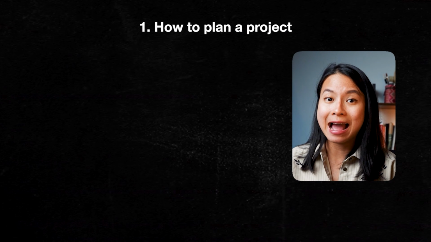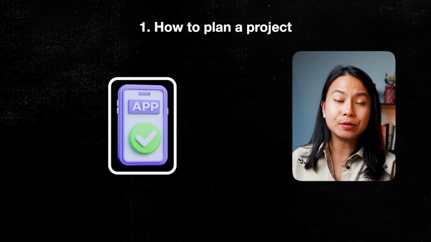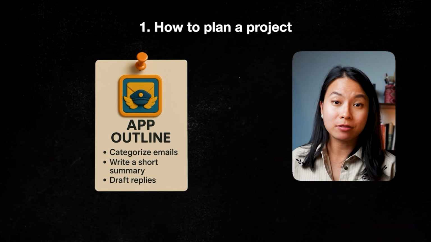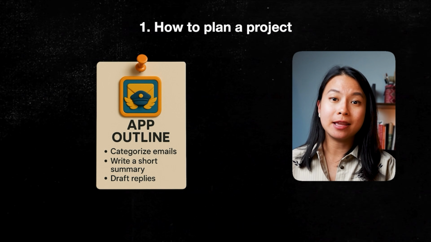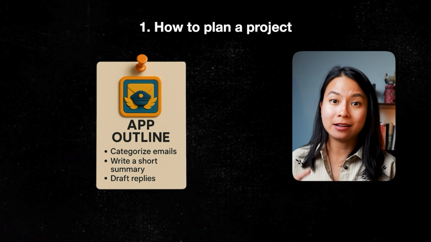So let's start with engineering basics. Here's what we want to learn. First, we want to learn how to plan a project. We will outline what this app needs to do. For example, for our Inbox Copilot app, this might be first categorize emails, write a short summary, and draft responses.